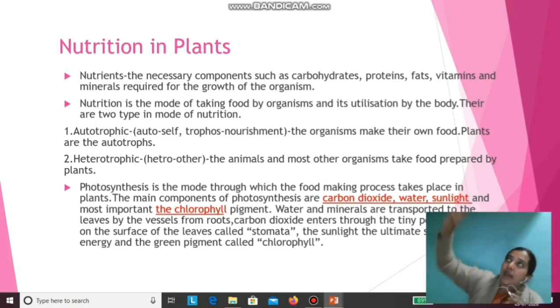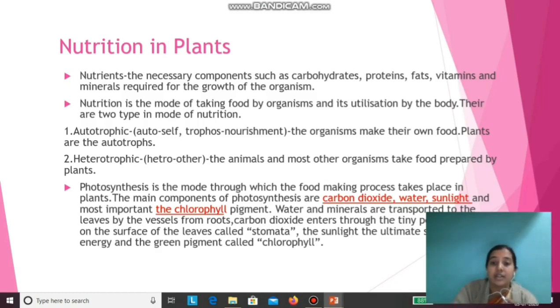That means you have a plant at the top, then how do your water and minerals reach them? Through their root system, they are transported to their leaves, the topmost leaf, because they have small vessel-like structures in them. Okay, then carbon dioxide.